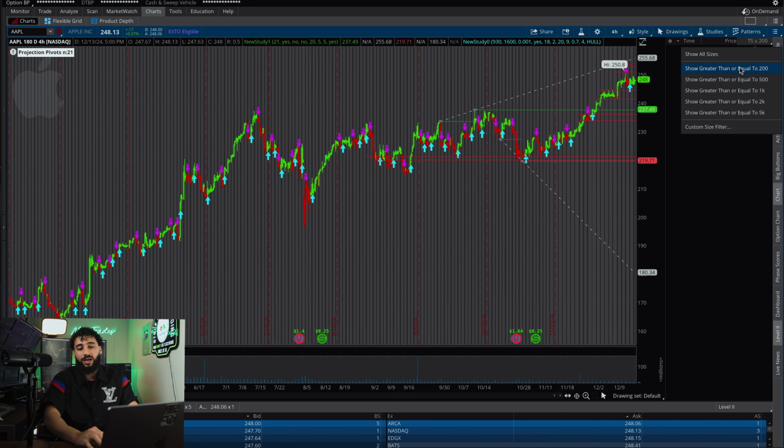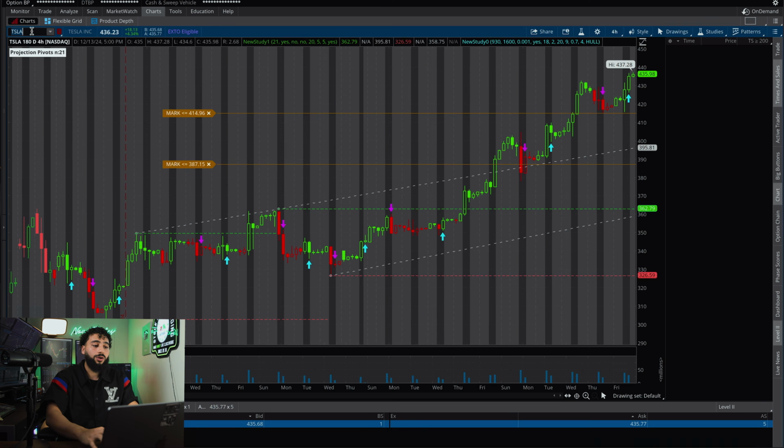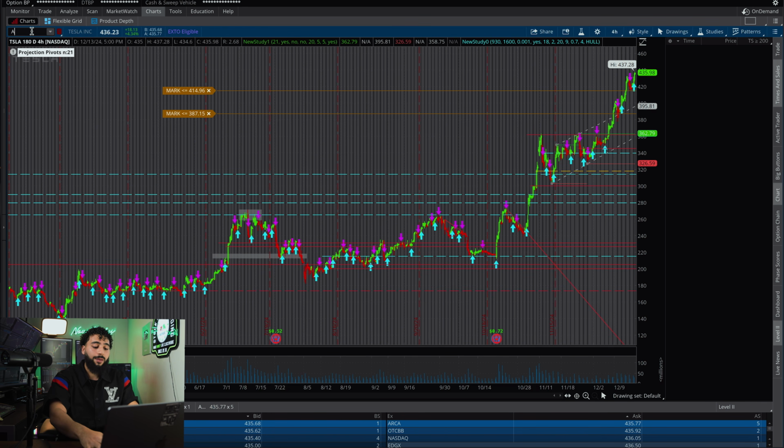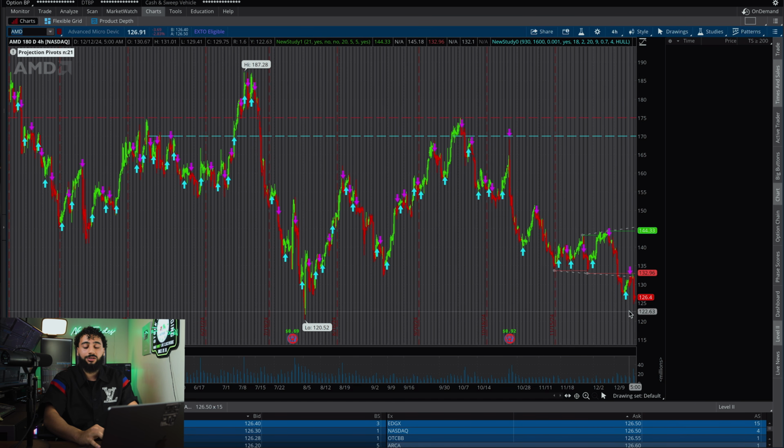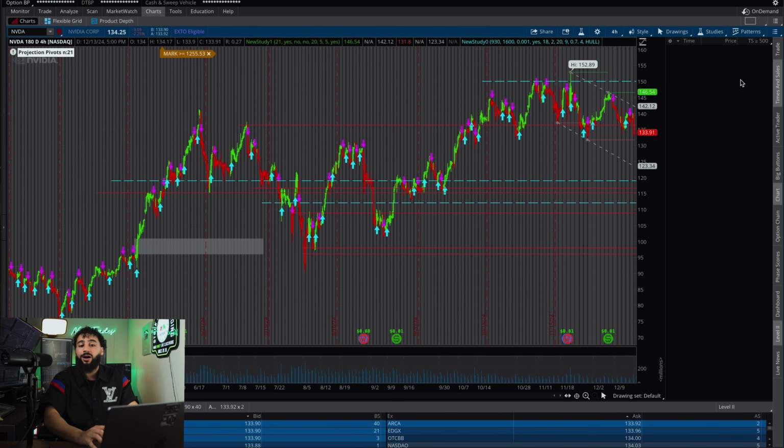So for different stocks, I filter different ways. For Apple, which is a cheaper stock, I like to filter at 200. Things like Tesla, I'll also keep at 200. Something like AMD, I might even go higher to 500 because of how cheap it is, $126. Things like Nvidia are $133. So I'm watching and filtering for different stocks with different filters because of how much is getting executed at that very given moment.